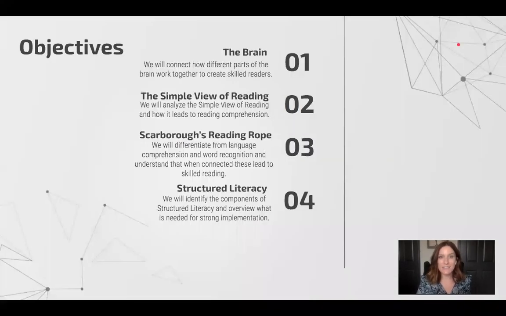We have four objectives for today in our time together. The first objective is the brain. We will connect how different parts of the brain work together to create skilled readers. Next, we will look at the simple view of reading, and we'll analyze how the simple view of reading leads to comprehension of reading.